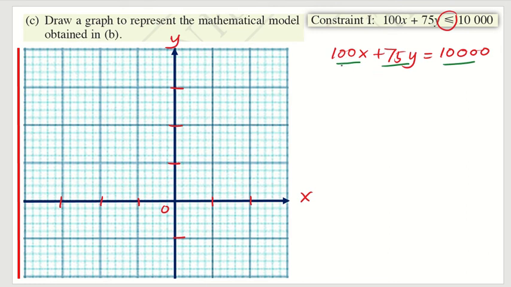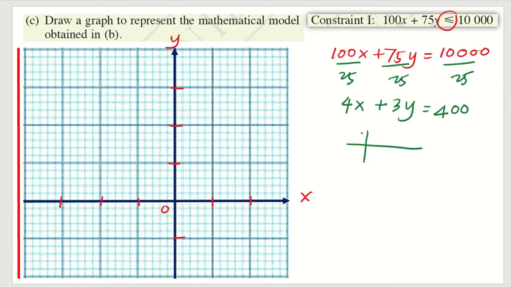Can be more than that, 25. 4 times 25 will become 100, right? So here you get 4x plus 3y equal to 400. From here it will be easier. Okay, you make your equation more simple first. Then for the first one we choose x equal to 0, y equal to 400.